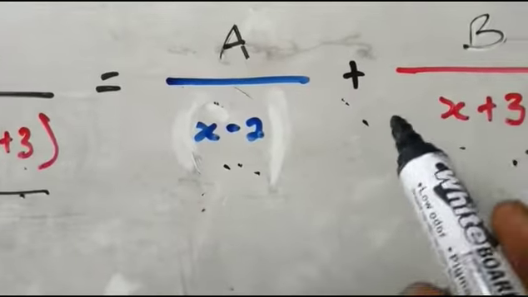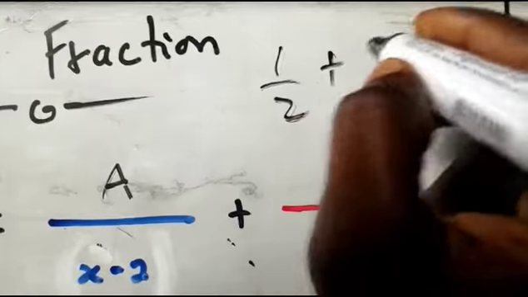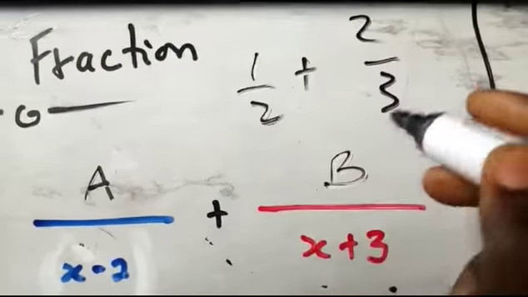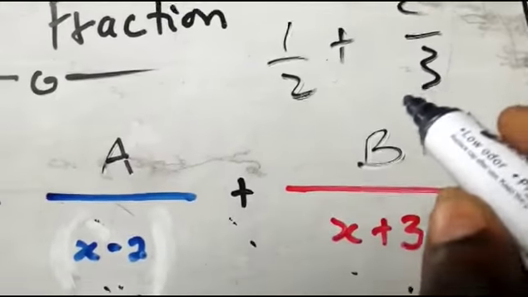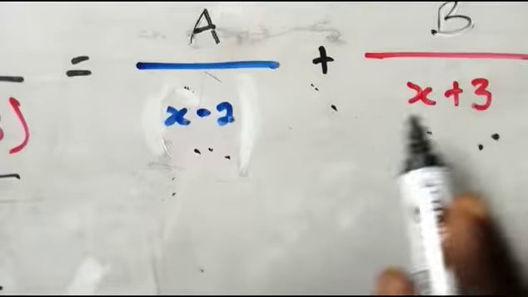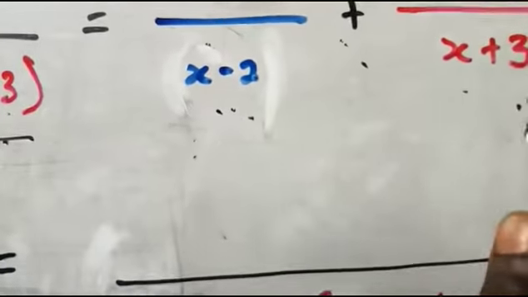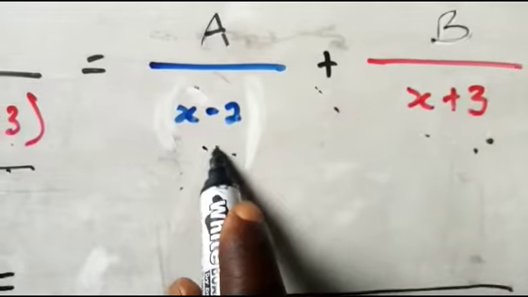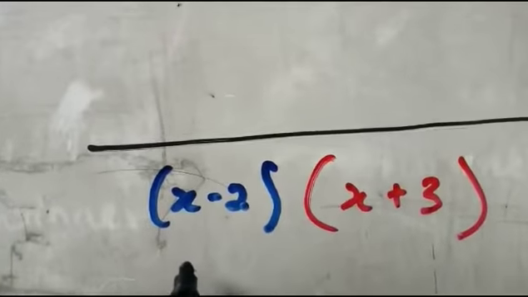To solve this, you must know how to solve fractions, maybe let's say 1 over 2 plus 2 over 3. Here you need to find the LCM, that is the least common multiple. So what is the LCM between these two fractions? It is x minus 2 and s plus 3, because you don't know the values of x, so you just repeat the two terms. This is the LCM.